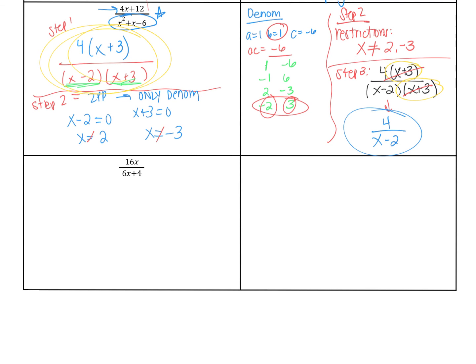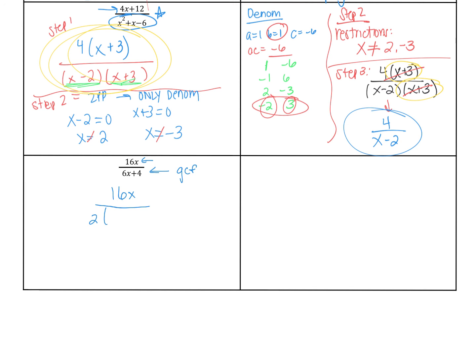Now, my last one here. Immediately, I see that there are no quadratic functions, so I do not need to factor anything completely. In this top, there's only one term, so it cannot be factored. It's just 16x. There's no greatest common factor. But on the bottom, we can factor out a GCF because there's two terms. My GCF between 6x and 4 is 2, because I know 2 fits into 6, and I know 2 fits into 4.